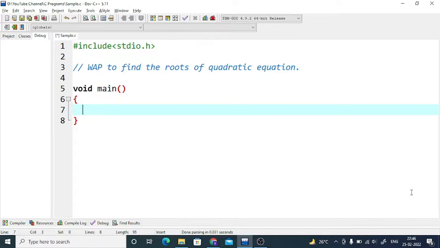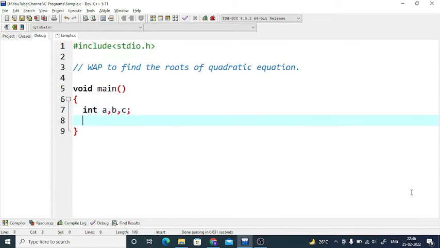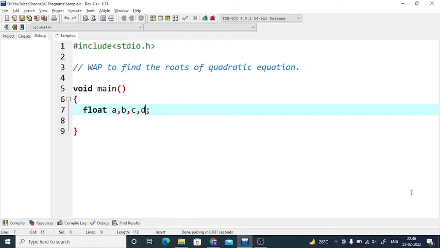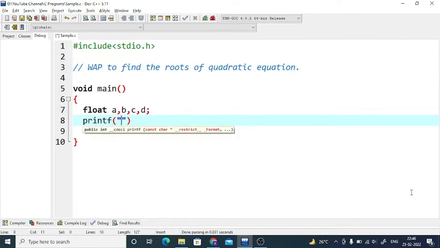So I'll be taking a, b, c. For simplicity, we assume that they will be integers. You can even take them as double or float. Or maybe I can take them as float only, so that even if you want to have them as integers, you can, and if you want to have them as fractions, even that will be allowed. Along with that, I would need one variable d, which is going to store the value of delta, that is b square minus 4ac. The first thing I do is ask for the coefficients.